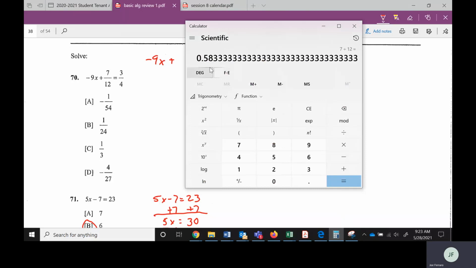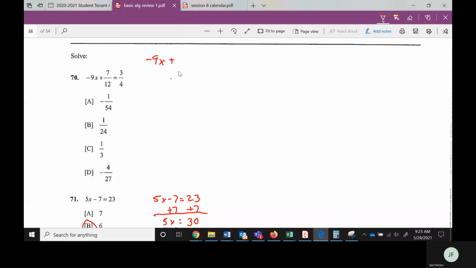You get 0.58333333. Okay, so to write that in a short way, remember, you don't have to write out all those threes, just put that line over the 3. So that means 0.583 repeating equals, hit in 3 divided by 4 on your calculator, that's 0.75.